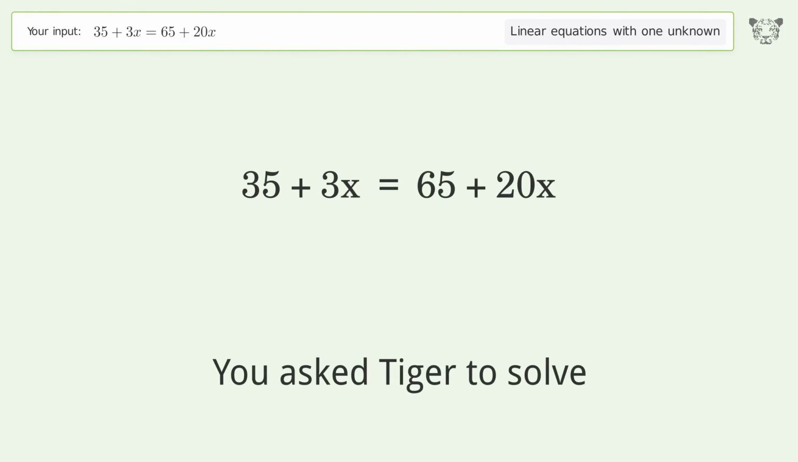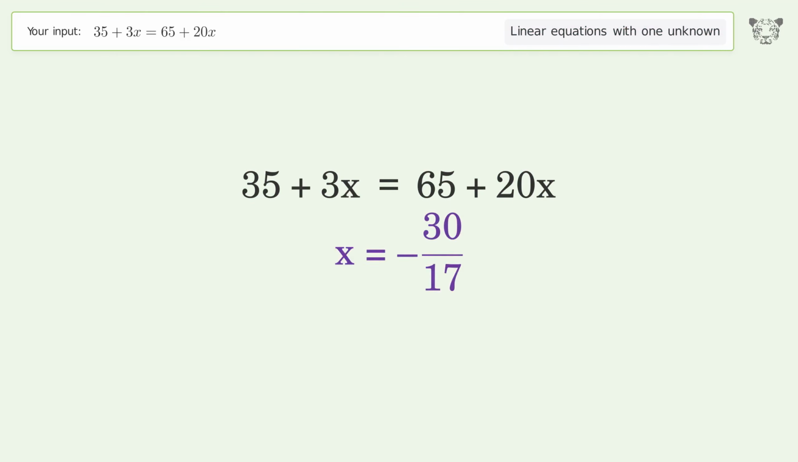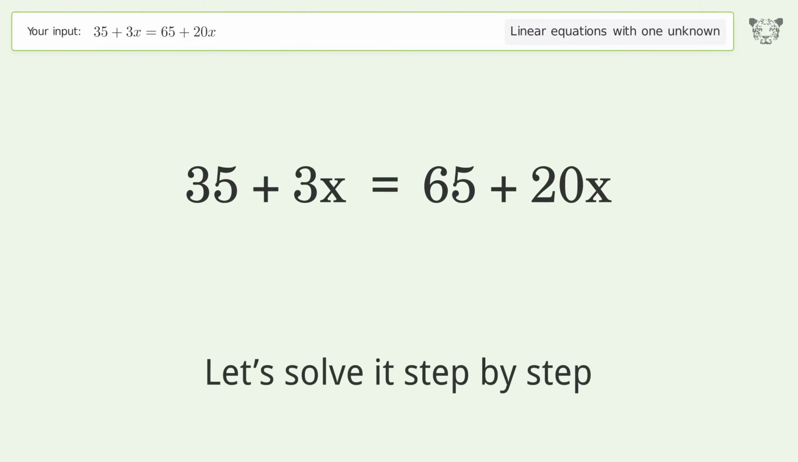You ask Tiger to solve. This deals with linear equations with one unknown. The final result is x equals -30/17. Let's solve it step by step.